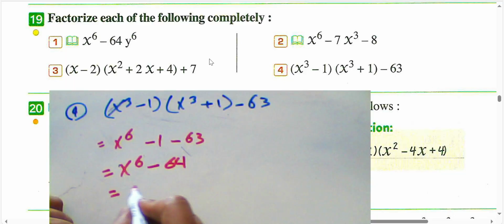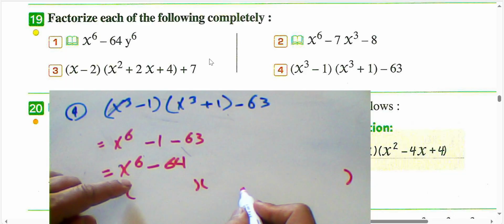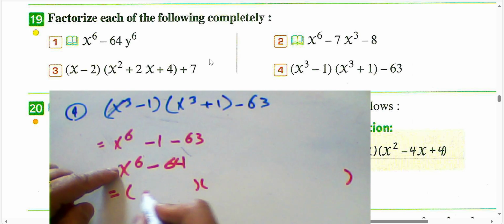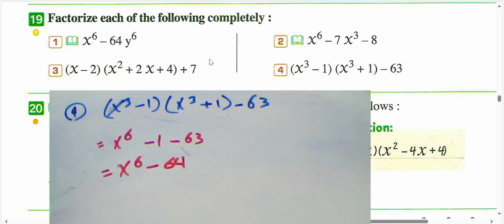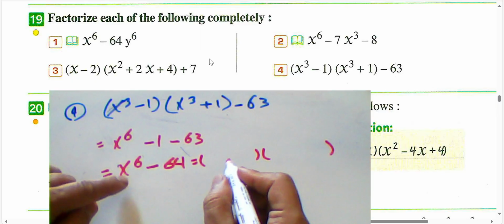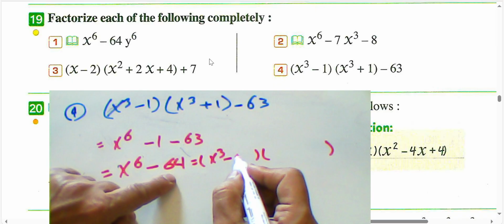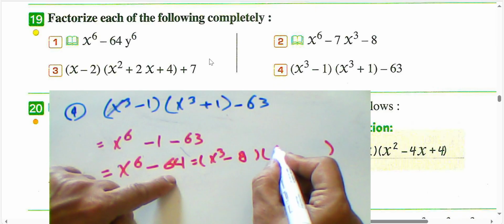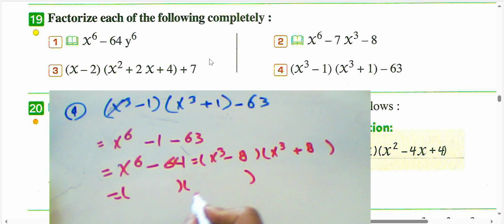You can factorize this expression and greater, and cubic root of the first will be x power 2, and cubic root of 64 equals 4. Okay, and also you can factorize the expression by cubic root. You can also do it like this, the simplest way of factorizing. Square root of the first will be x power 3 subtract by square root of this number, it will be 8, and x power 3 also plus 8.